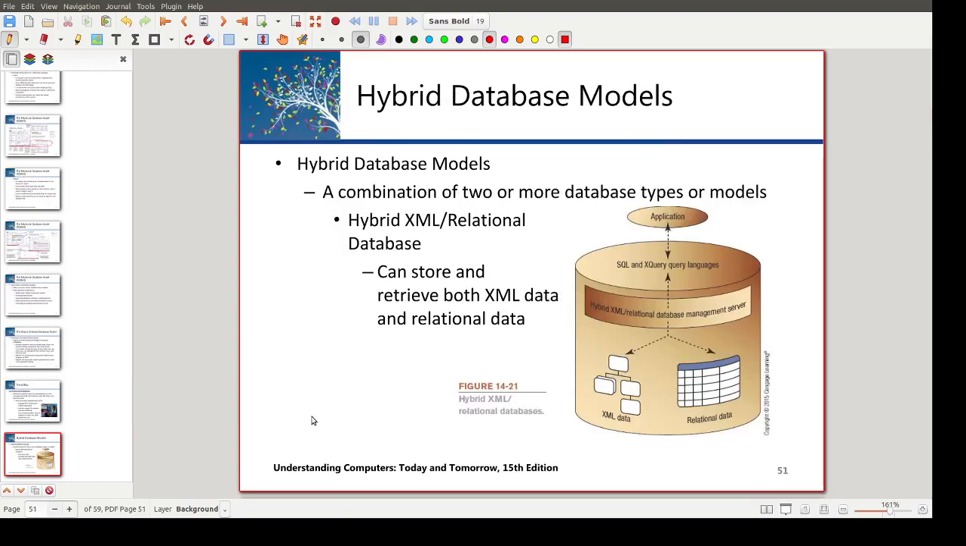So, what about hybrid database models? Yes, we can have some model of a database that can include more than a relational database. It can have a combination of two or more database types and models. For example, a hybrid XML relational database can store and retrieve both XML data and relational data. XML data is some sort of hierarchical data.